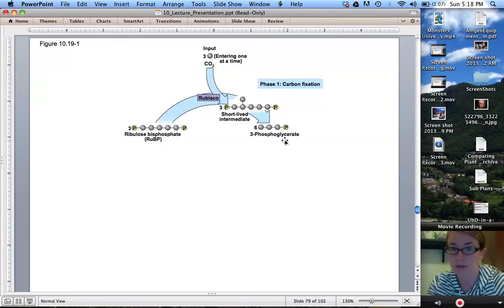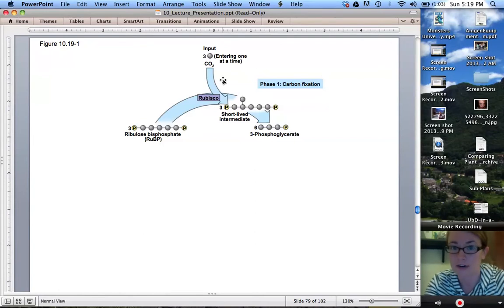Now let's count our carbons. We started off with a 5-carbon molecule right here, but remember this is happening 3 times. So the counting is very tricky. We have 3 5-carbon molecules. That's 15 carbons. Then we add 3 carbon dioxides. So now we have 18 carbons. That's how many carbons we have right now.